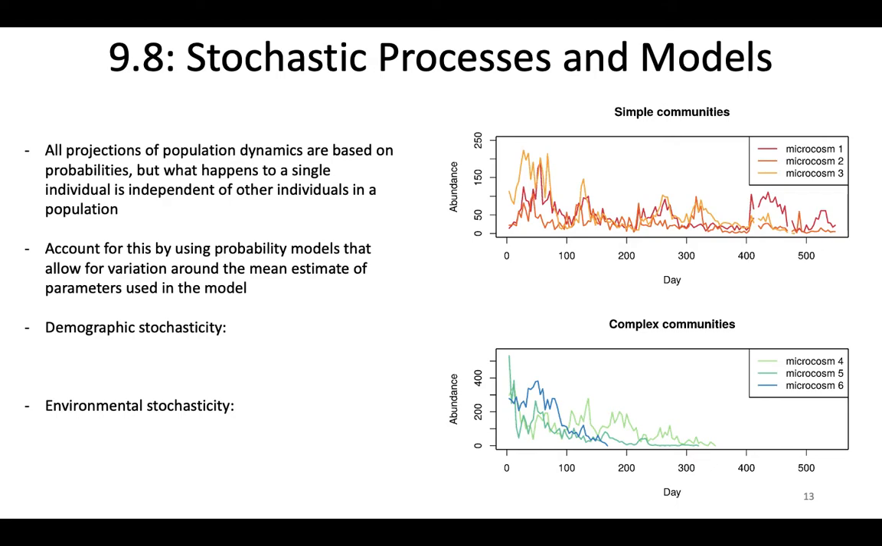All projections of population dynamics, if you're trying to project into the future, are based on probabilities that you calculate from empirical data, but what happens to a single individual in that population is completely independent of other individuals in that population for the most part, unless they're mating with each other. Each individual is independent, and so random processes are going to happen to those individuals independently. And you can account for this stochasticity, or these random events, through probabilistic models that allow for variation around the mean estimate.